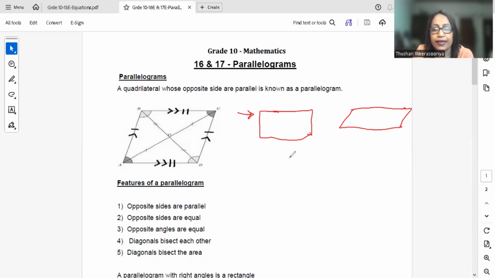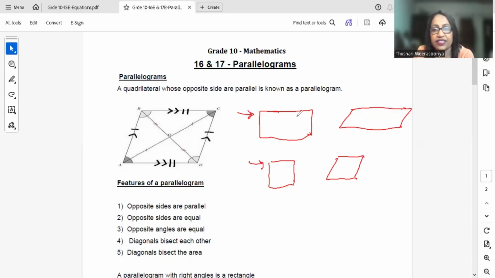Then when you have a square, you give a small push to this. Then what will happen? You get a small parallelogram. That has a special name. That is a rhombus, right? Okay.